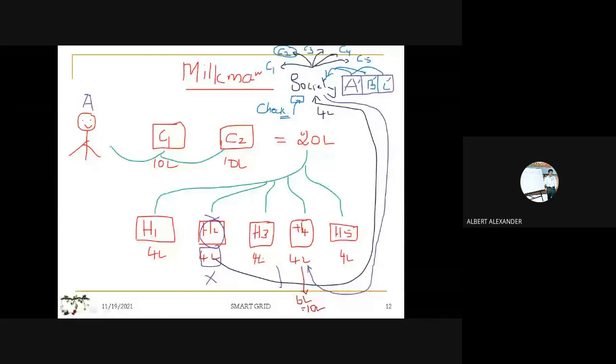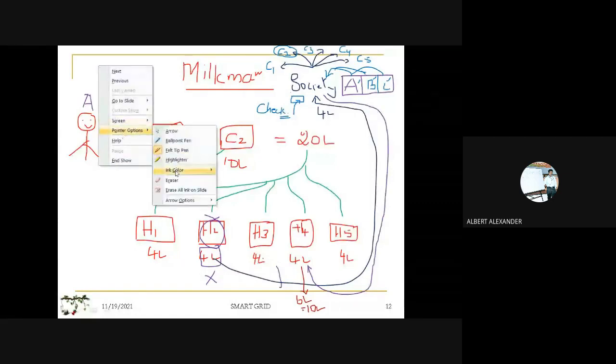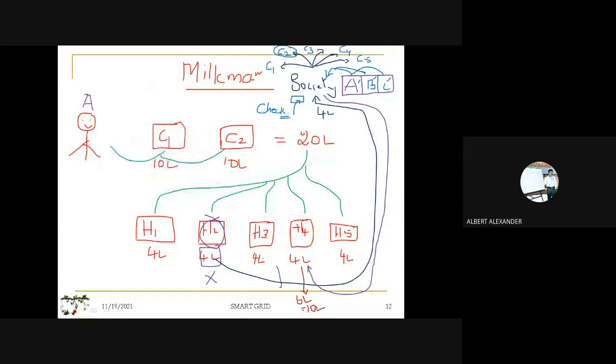This is an example for a microgrid. How I am telling this is a microgrid: let us say I am going to take some other ink, let us take black. Here this is a conductor. Let us say that the milkman is serving as a conductor.